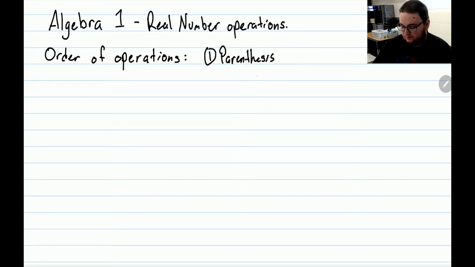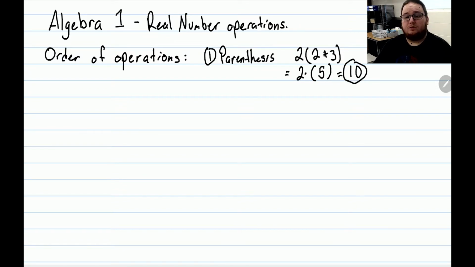So for example, if you have 2 times parentheses 2 plus 3, then the first thing you're going to do is what's inside the parentheses. So 2 plus 3 gives you 5. Then, since you just have multiplication, you're going to say 2 times 5 is 10. So your final answer is going to be 10. So, you do the parentheses first.